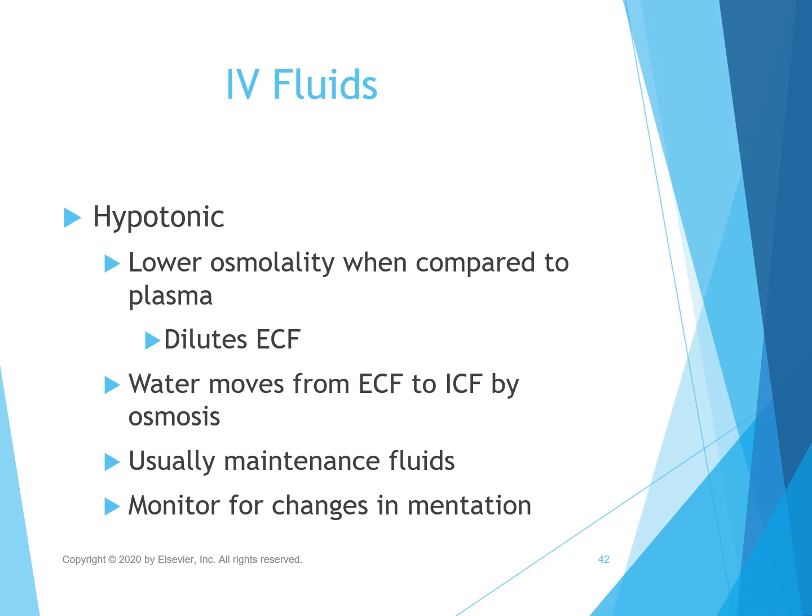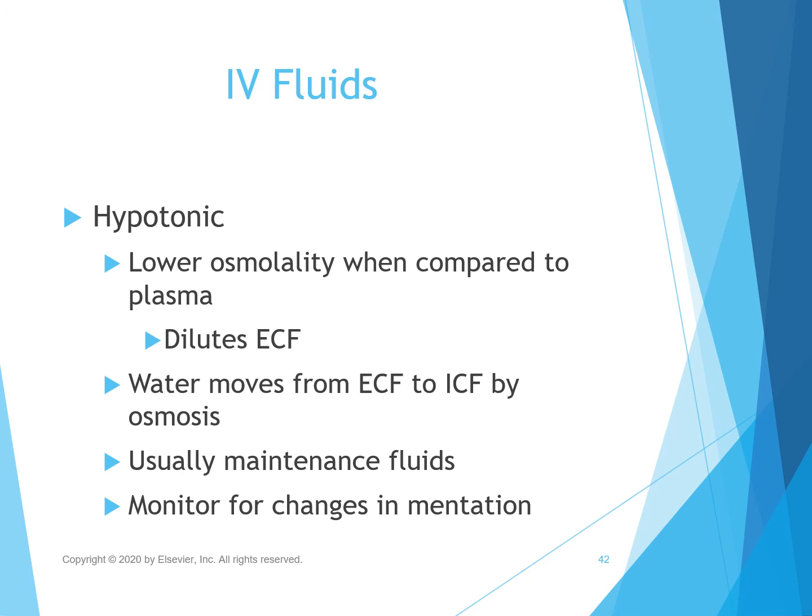Hypotonic IV fluids can usually be given as some type of maintenance fluid. You would want to monitor for changes in mentation. They can be used if a patient is hyperglycemic, and are sometimes routinely given to somebody who's in diabetic ketoacidosis. The IV fluid you need to put in this category is half normal saline, which is 0.45 normal saline. That is pretty much the only hypotonic solution that you would need to know. That is the main hypotonic solution that we use.